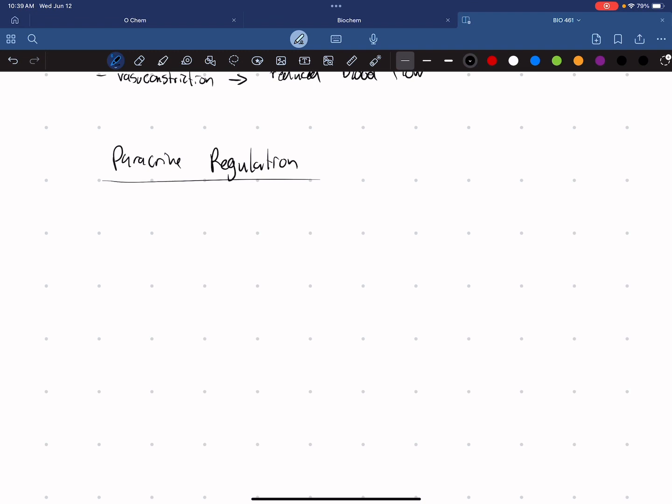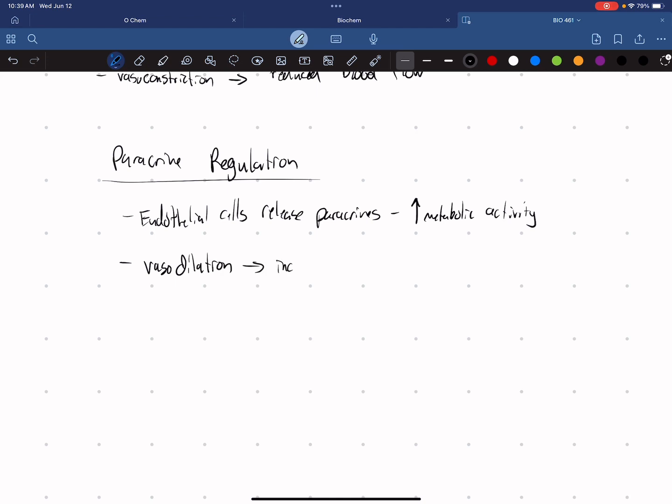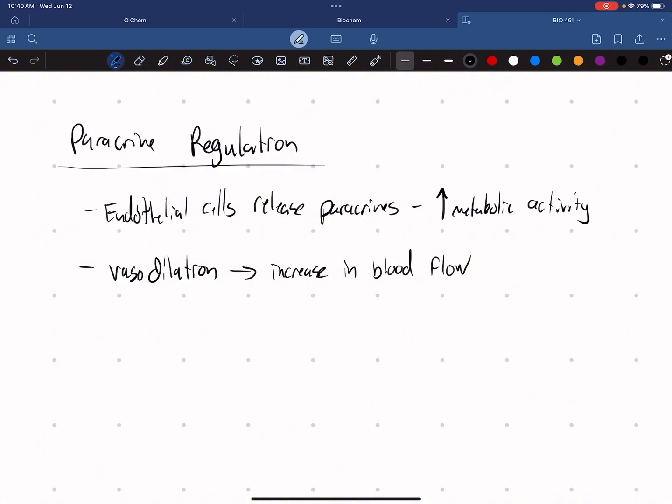So now talking about paracrine regulation, we know that endothelial cells release paracrines due to an increase in metabolic activity. This increase in metabolic activity will cause the release of paracrines like nitric oxide, which will end up causing vasodilation, which will lead to an increase in blood flow. This process of increasing the blood flow to replace more oxygen from CO2 is called active hyperemia.